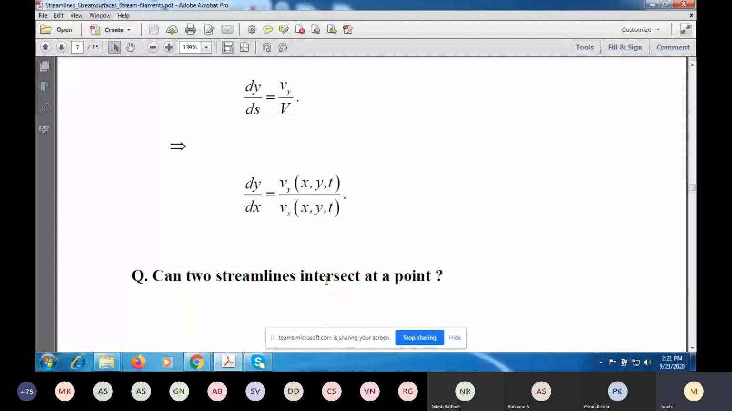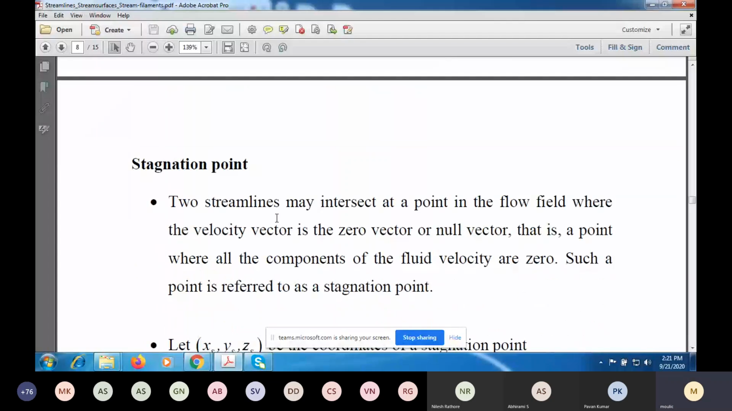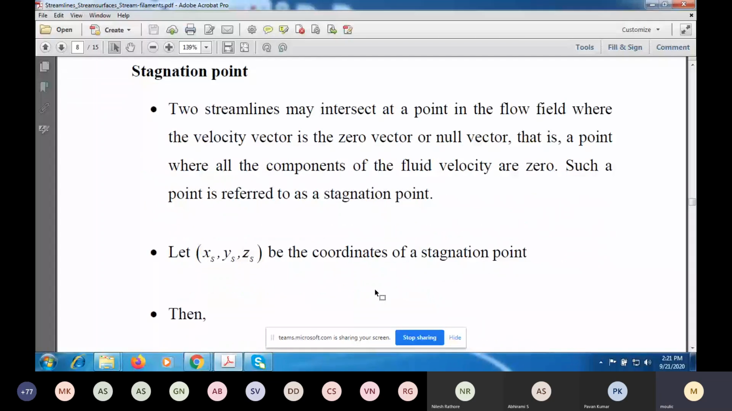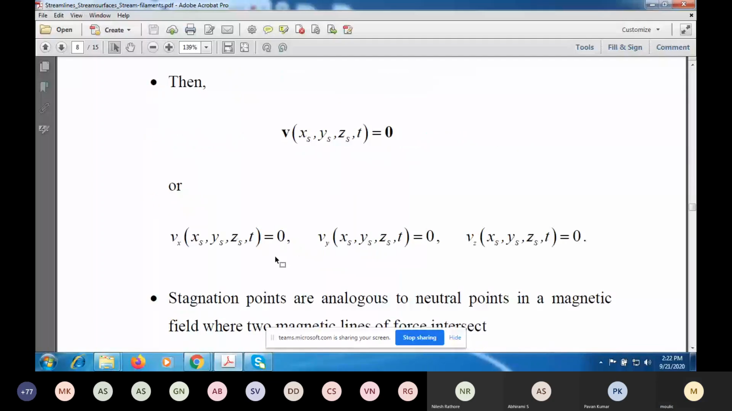Now, this is important, so I'll say it again. Two streamlines may intersect at a point in the flow field where the velocity vector is the zero vector, or the null vector. Such a point is called a stagnation point. And at a stagnation point, all the velocity components are 0. I called it x subscript s, y subscript s, z subscript s. So this is the notation for the coordinates of a stagnation point. So the velocity vector at that point must be the 0 vector, so all three components of velocity will be 0.